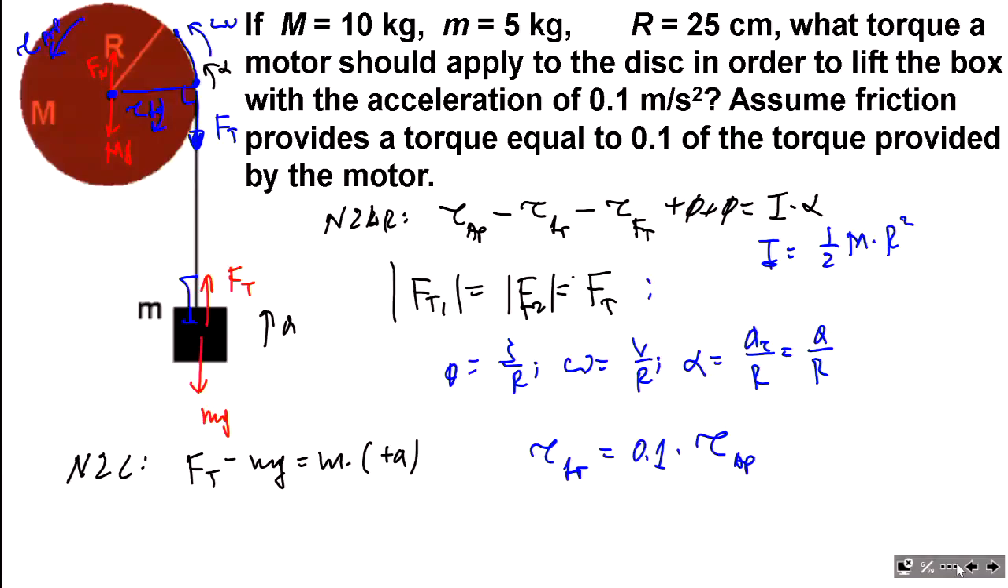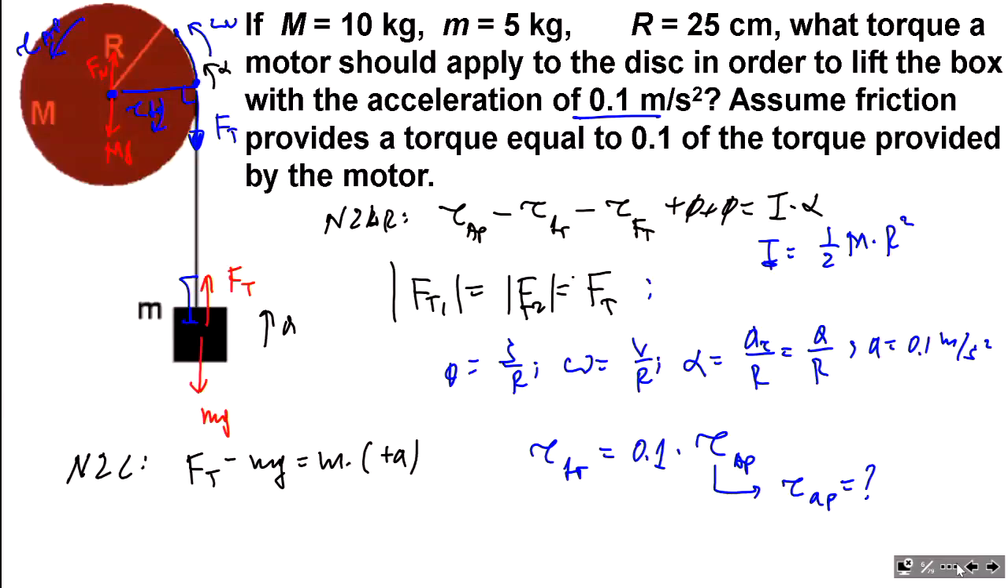What are we looking for? Now we have to ask this question. That's actually what we're looking for, the applied torque. But we know the acceleration of the weight, 0.1 meters per second squared. So this variable, A, is given to us. And of course, the radius, the masses.